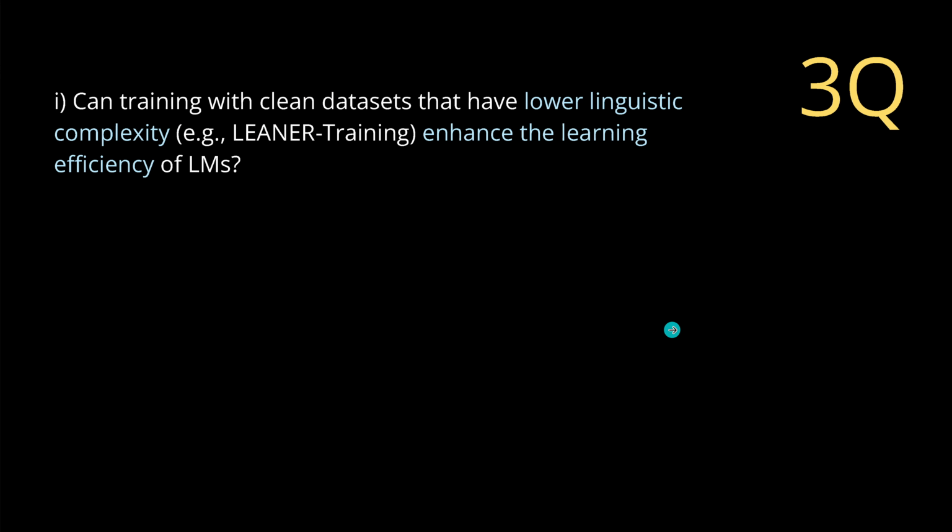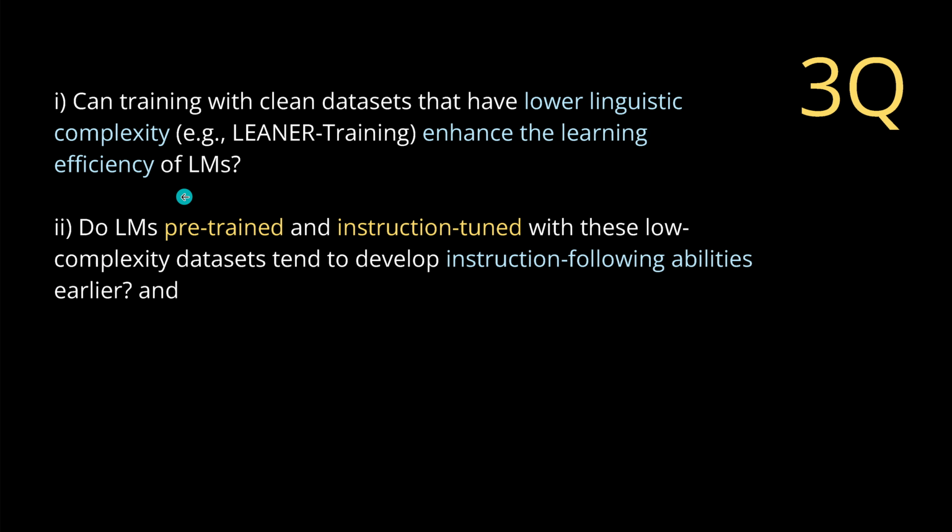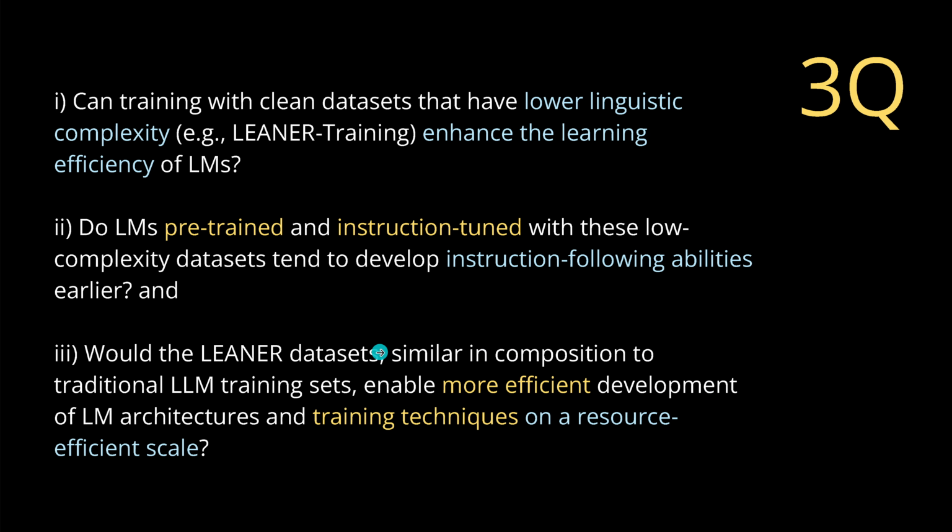Great. Now, our authors had 3 main questions they were interested in. Can training on clean datasets with lower linguistic complexity enhance the learning efficiency of LLMs, and then of tiny LLMs? And you would assume, yes, of course. The second question was: do language models pre-trained and instruction-tuned with these low complexity datasets tend to develop instruction-following abilities earlier? Are they maybe even better on the road to developing autonomous self-learning AI agents? And the third question was: would they enable a more efficient development of our language model architecture and of the training techniques, especially if we have a resource-efficient, reduced scale on edge devices?